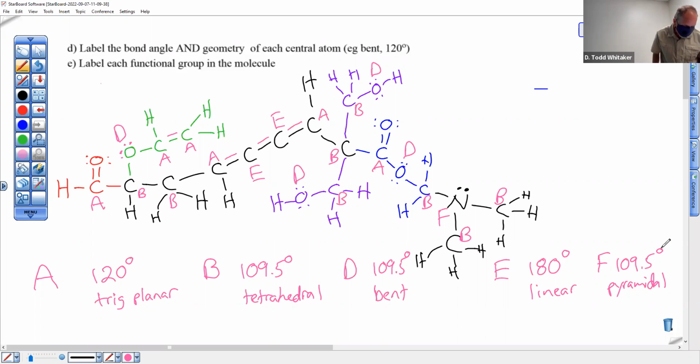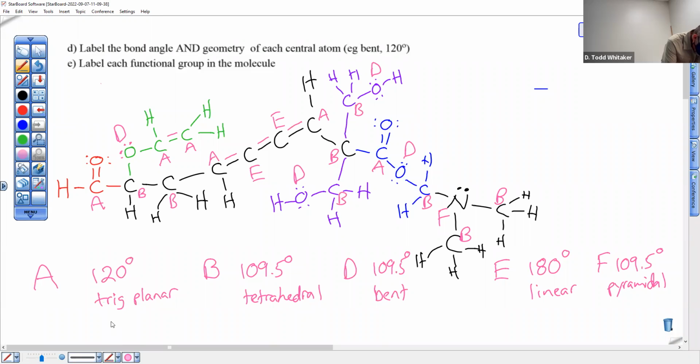So it's sp3, it's got 3 sigmas and 1 lone pair. That lone pair pushes those sigmas down, so it's not flat. We call it a pyramid. And then functional groups, we kind of had some answers already on the previous page.